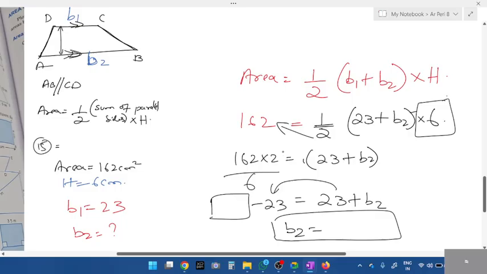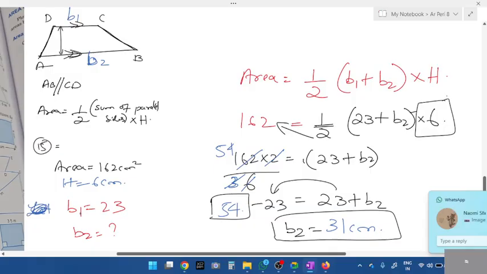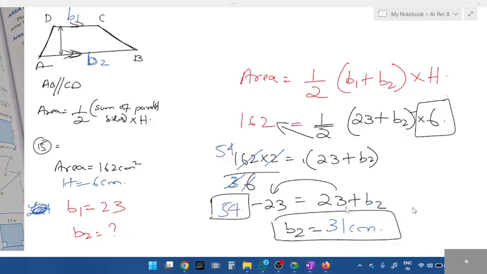Okay, what is the value you got here? 2 ones are 2, 3 ones are 3, 54. How much is 54 minus 23? 31 centimeters. Okay. And mention here, let B1, okay, don't need. Base 1, base 2, B1, B2. So B2 is equal to 31 centimeters. Shall we try the next question? All of you understood?